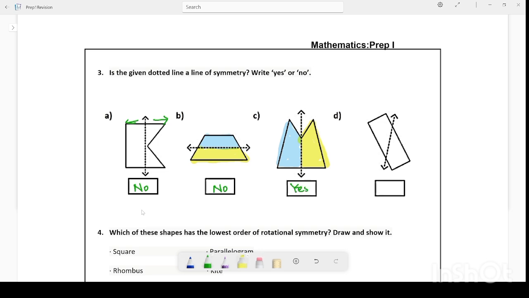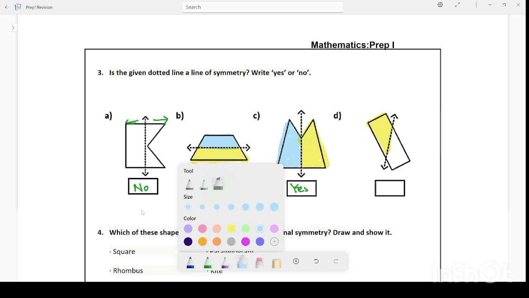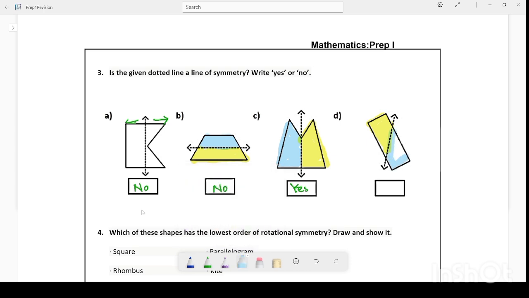Now if we look at this shape in part D, we see the same shape on one side and the same shape on the other side as well, but this is not a mirror. In a mirror the shape must look like that one, like that one, then it should be mirror-like. But right now it's not mirror-like, so this is not a line of symmetry. So remember that a line of symmetry makes a mirror image.